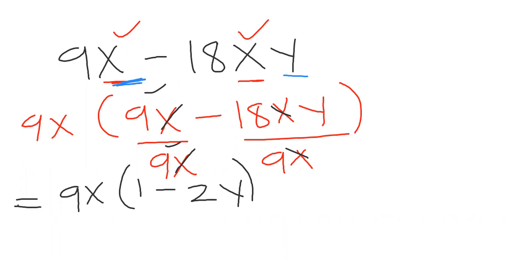Then let's do example number 4. In example number 4, let's take 2x squared minus 4x. We do the same thing.